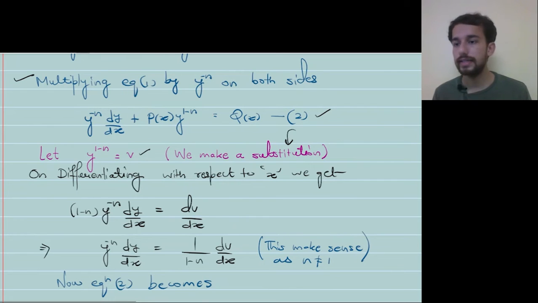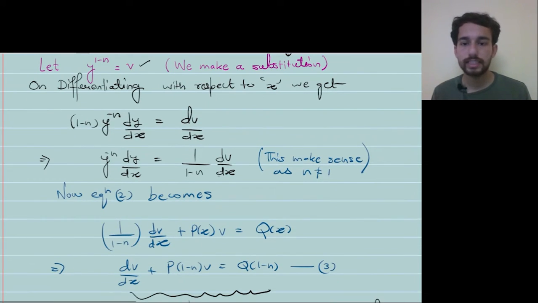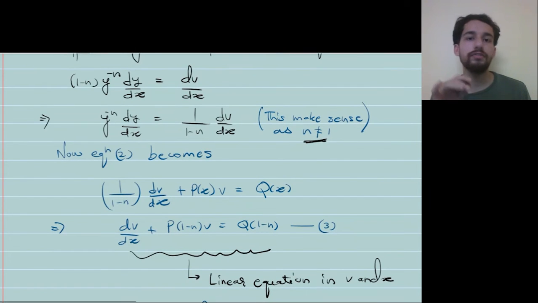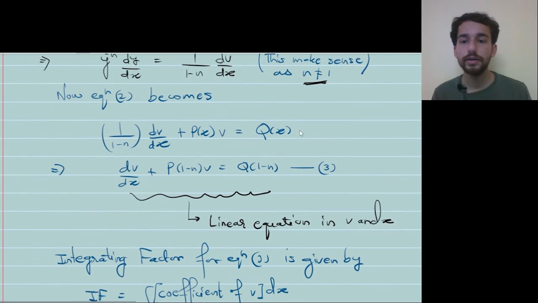I have written here that this expression makes sense as n cannot be equal to 1, because we have already assumed that when we were defining the Bernoulli's equation. So if you substitute all these values, then equation 2 reduces to this equation. And further, you multiply both the sides by this non-zero quantity, 1 by this factor, obviously 1 minus n. If you multiply it on both the sides, then this will result in this third equation.